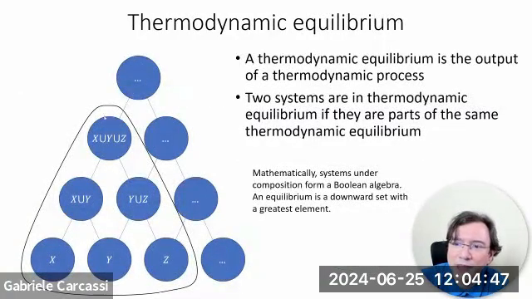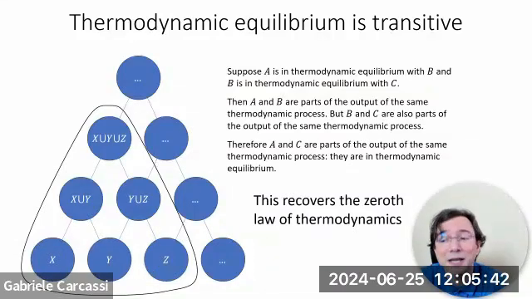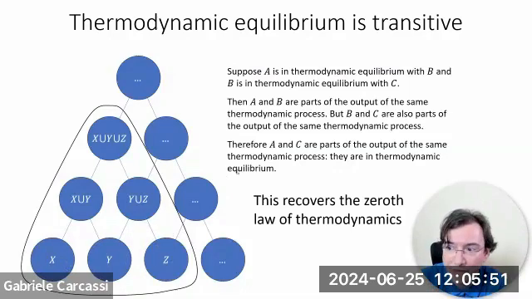And so a thermodynamic equilibrium you can really think of as a sort of descending order. If I have this whole, this is in equilibrium, this is in equilibrium, and all these elements are in different equilibria, and two systems are in thermodynamic equilibrium if they're part of the same thermodynamic equilibrium. So this and this are in thermodynamic equilibrium because this whole thing is in thermodynamic equilibrium. And now, with this definition of thermodynamic equilibrium, where not only the whole is in equilibrium but all the parts are in equilibrium, you can recover the zeroth law of thermodynamics, which tells you that thermodynamic equilibrium is transitive. Because if X is in equilibrium with Y, and Y is in equilibrium with Z, then all these objects are part of the same thermodynamic equilibrium. Therefore, X and Z are part of the same thermodynamic equilibrium, and they must be in equilibrium themselves. And so that's one of the things that we recover.